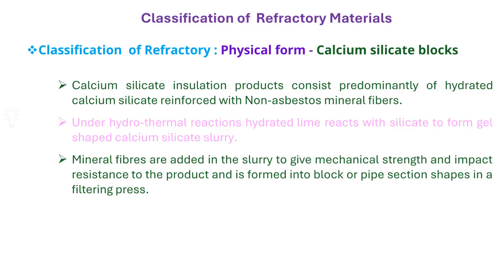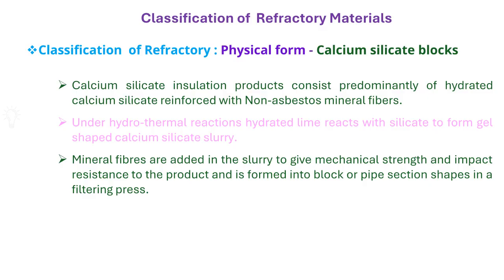Under hydrothermal conditions, meaning high pressure and temperature with water, hydrated lime reacts with silicate to form a gel-like calcium silicate slurry. This slurry is the foundation of the product. Next, mineral fibers are mixed in to provide mechanical strength and impact resistance. The mixture is then shaped into blocks or pipe sections using a filtering press. The end result is a material that combines excellent insulation properties with solid structural strength, an ideal combination for demanding thermal insulation applications.